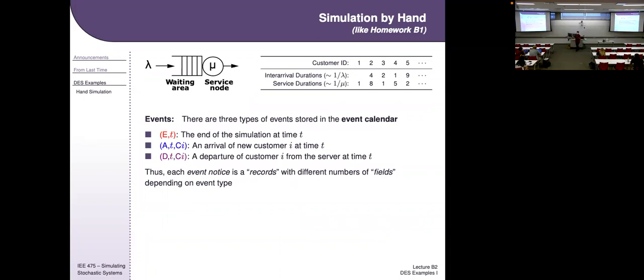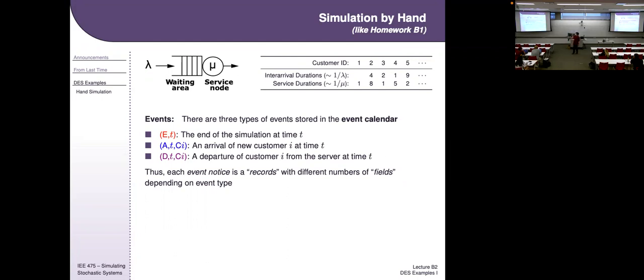Okay, events. There are three types of events in this simple system. There's an end event, which is an artificial event that we generate that just tells us when to stop simulating. It doesn't exist in the real world. There's an arrival event and a departure event. The end event is a two tuple, and the other two are three tuples. The first letter just tells you the type of the event. The second entry is a number that tells you the time that the event occurs. And then the third entry is information that is relevant to that particular type of event.